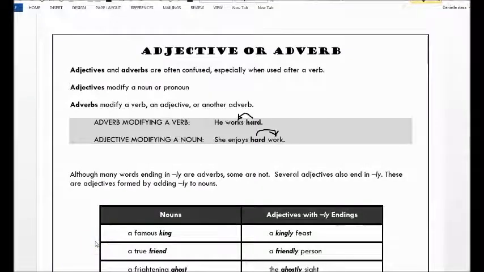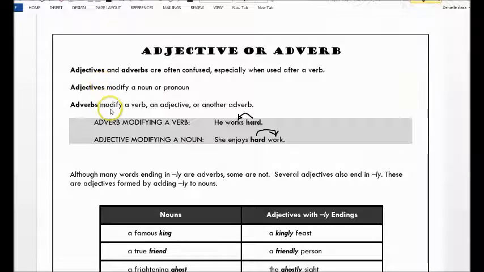This is our sixth lecture on modifiers, and we're going to look at both adjectives and adverbs and how to tell the difference. They're often confused, especially when used after a verb. Adjectives modify a noun or pronoun. Adverbs modify verbs, adjectives, or another adverb. So we have two types of modifiers, and they do not modify the same thing. They never meet. They never mix up.